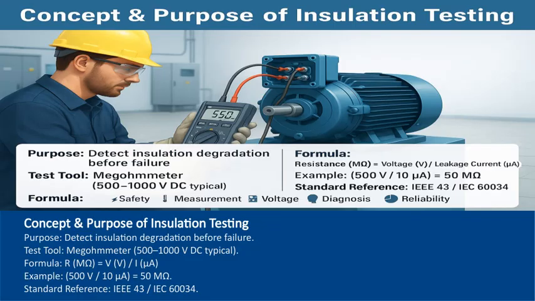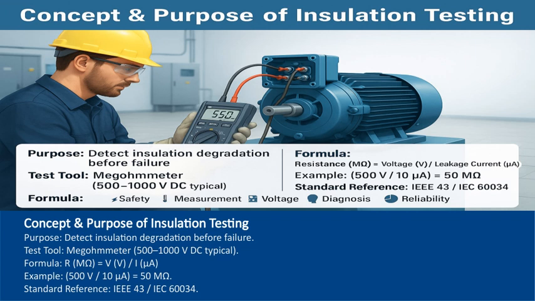Let's dive into the concept and purpose of insulation testing. The main goal here is to detect any insulation degradation before it actually leads to a failure. This is crucial because early detection helps prevent more serious issues down the line. Now, to perform these tests, we typically use a tool called a Megohmmeter, which applies a voltage in the range of 500 to 1000 volts DC.